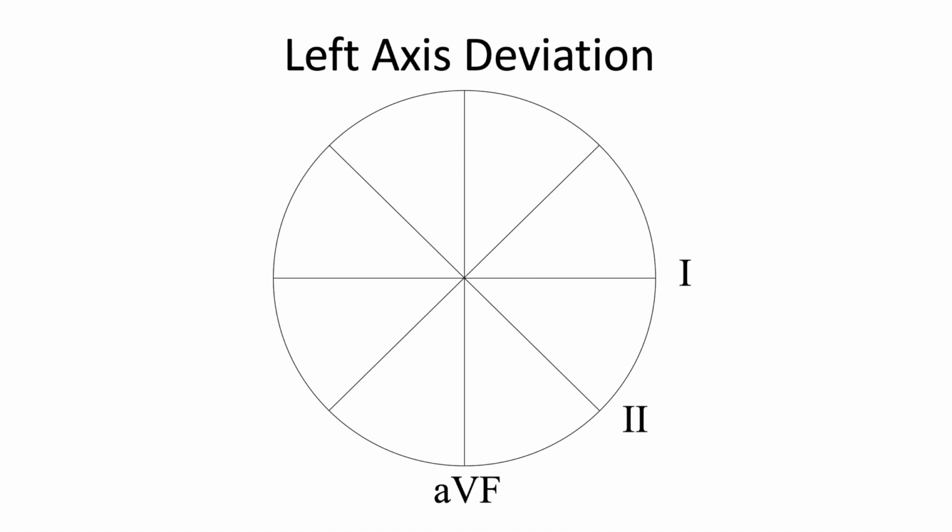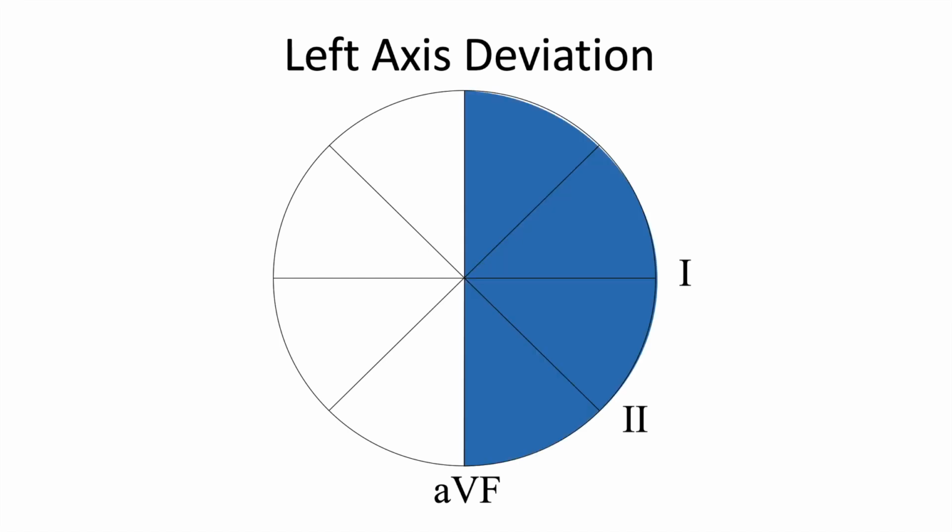Left axis deviation is going to be similar. We're going to have a positive deflection in lead 1, so we're going to color in that half of the circle that's closest to lead 1. However, when we then go to lead 2, it is going to be a negative deflection. So our next step is to look at lead AVF, and lead AVF is going to be a negative deflection as well. So when AVF is a negative deflection, we're going to go perpendicular to AVF and color in the half of the circle that's furthest away from lead AVF. This green area is where they overlap, and this is also the overlapping area for a left axis deviation.